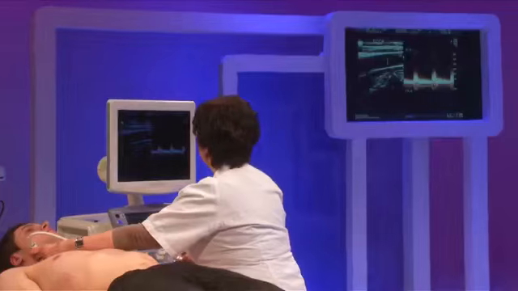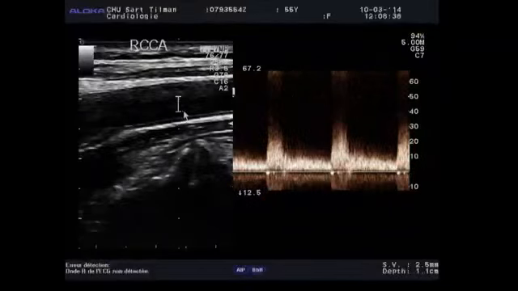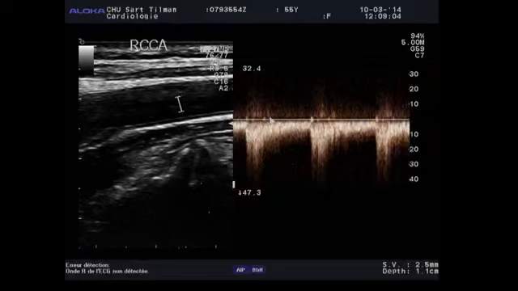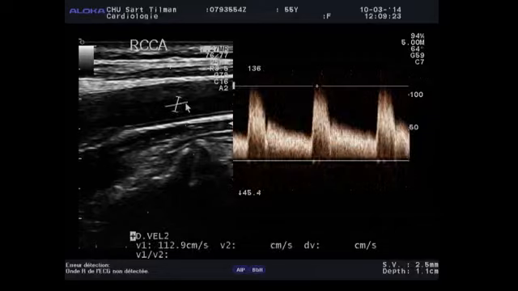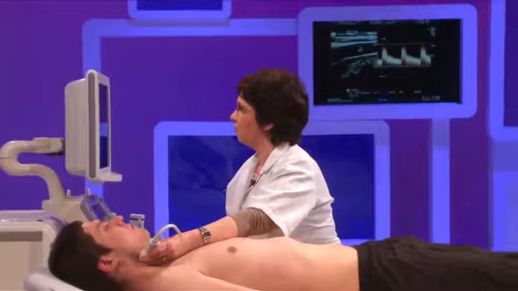This one is a wrong way to do it. You can see that my beam is not in the direction of blood flow, and you can see that velocities are underestimated. This one is even worse. You can see that the blood flow goes this way, and my steer is here. It's wrong. This one is a good way to do it.